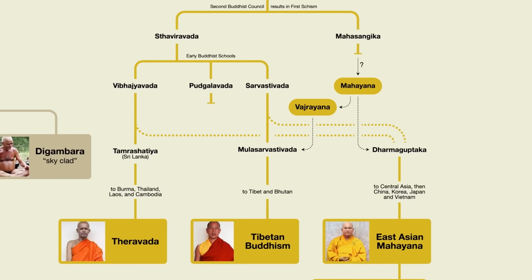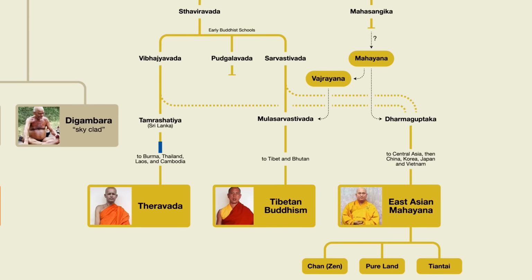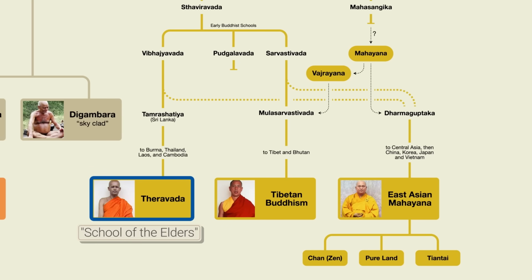Okay, let's now go back to the family tree chart. From Sri Lanka, Buddhism eventually spread to Burma, Thailand, Laos, and Cambodia. The type of Buddhism found in all of these countries is therefore very similar. Nowadays, it is called Theravada Buddhism. Take note that the word Theravada is actually just the Pali version of the Sanskrit word Sthaviravada, which, as you might remember, means school of the elders. Theravada Buddhism therefore sees itself as the original Buddhism.